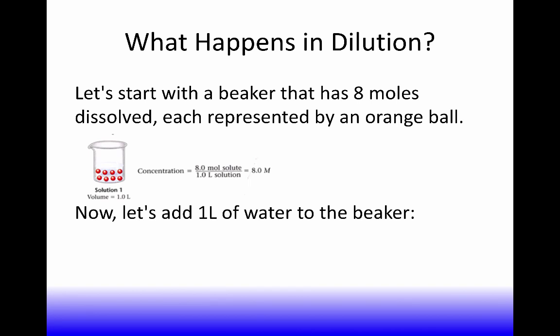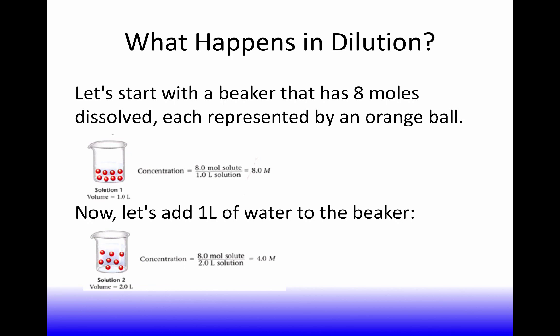Now, let's add a liter of water to the beaker. So how much do we have now? We have 1 plus 1, which is 2 liters. But did we remove any of the solute? There's still 8 orange balls in there. There's still 8 moles. It's just now, instead of it being in 1 liter, it's in 2 liters.